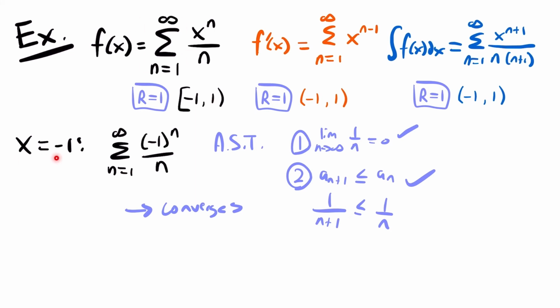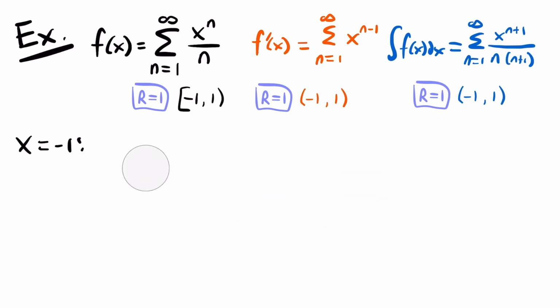Okay, so now we've checked x equals -1, but now let's check x equals +1. And so when x equals +1, our series will look like this. We'll have the sum from n equals 1 to infinity of 1 to the power of n divided by n. But 1 to the power of n, as long as n is finite, which it would be in this case, is just going to be equal to 1. And so we really just have 1 divided by n as the sequence for our series.